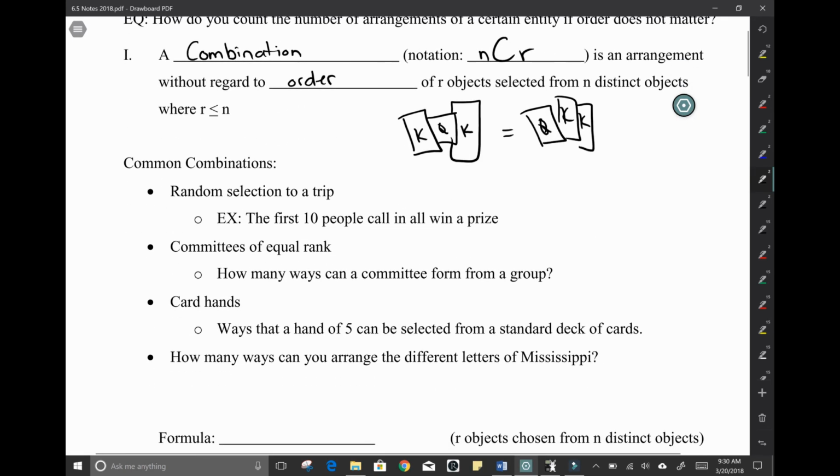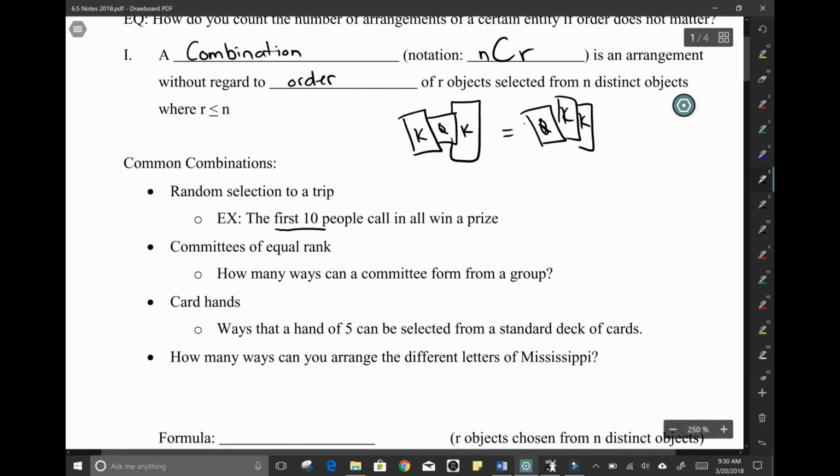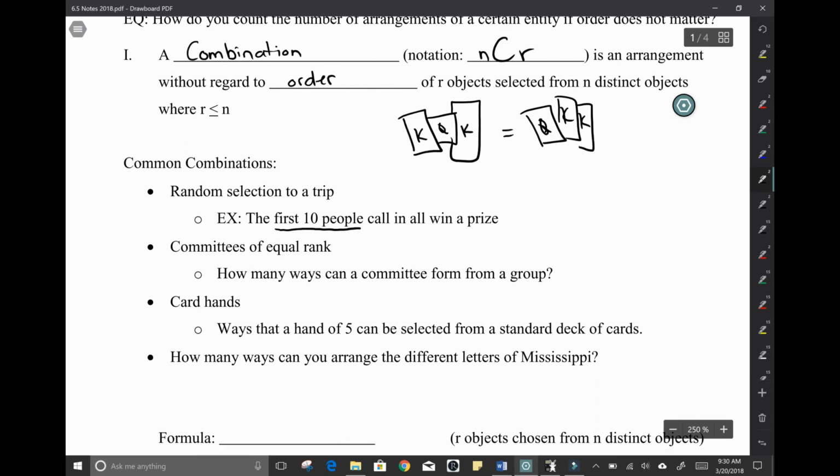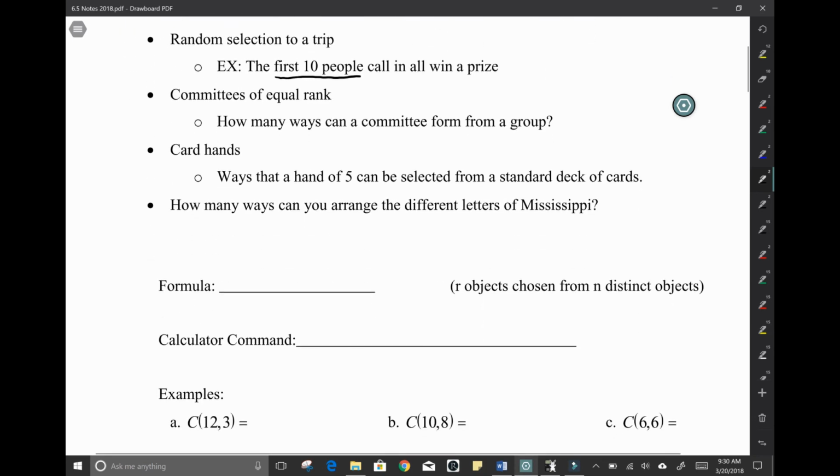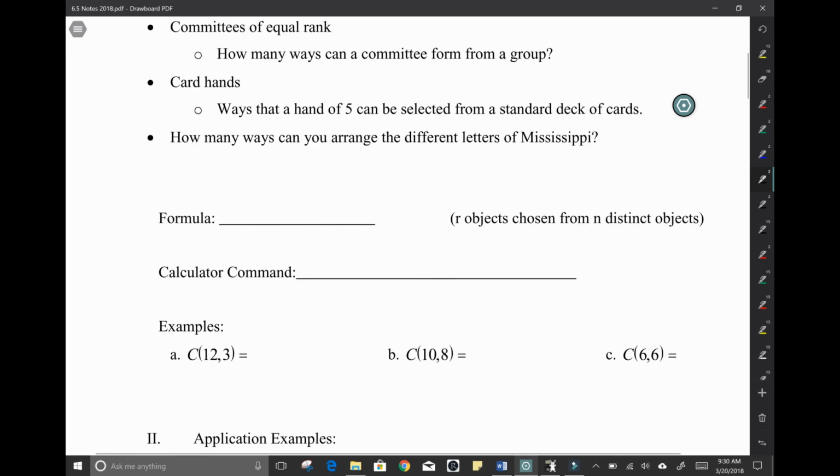For example, the first 10 people that call into a radio show, it doesn't particularly matter what order they call in. As long as they're one of the first 10, they all win a prize. Committees of equal rank, say you're forming a subgroup of 5 people out of 20, are a type of combination. Card hands, as we talked about, and how many ways you can arrange letters are others.